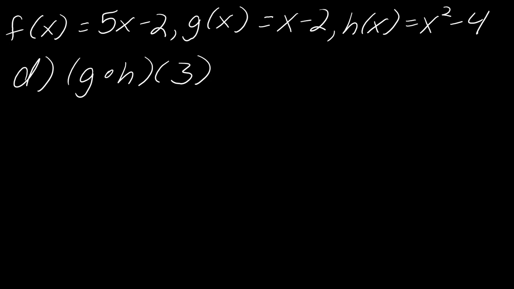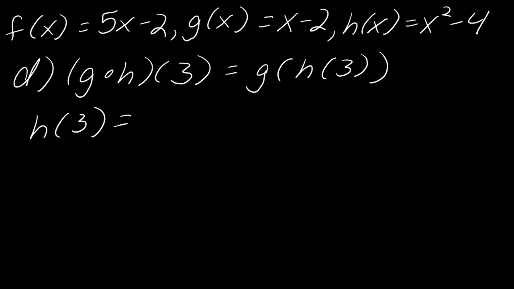Now, the last thing that I want to talk about is what do we do if we have to take the composition of a number? It's very similar to what we were just doing with operations with numbers. So what we can do here is we can do g of h of 3. Okay, so this is a slight difference. What I need to know first is what is h of 3?